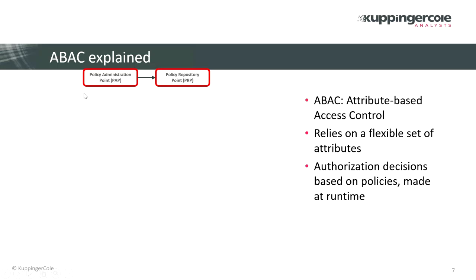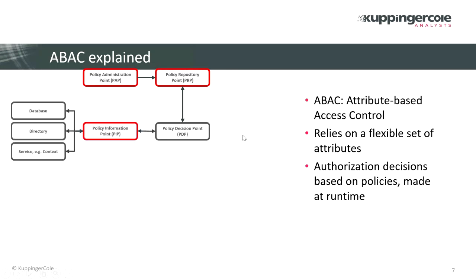So we have an area where we administer policies, where we define the policies, where we manage the policies. They are stored somewhere in a policy repository point. A lot of P's herein, but that's how it was named by someone. Then we have the policy decision point, and this is where effectively the decisions about what is allowed or not are made, which requests information, for instance, from databases, directories, or services, for instance context, to be used in these decisions.